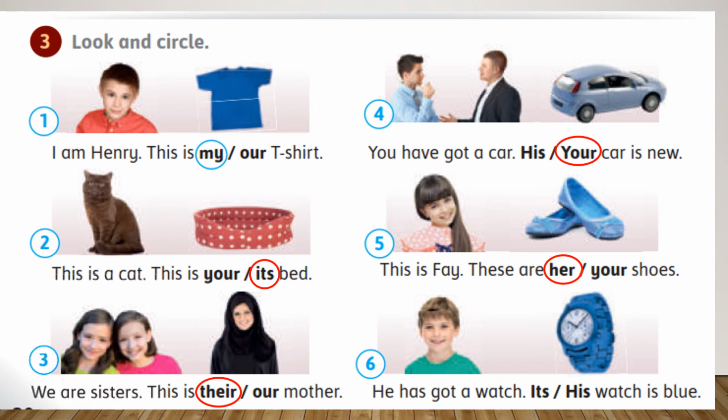You have got a car. Your car is new. Excellent. This is Faye. These are her shoes. Great. And he has got a watch. His watch is blue. Excellent.